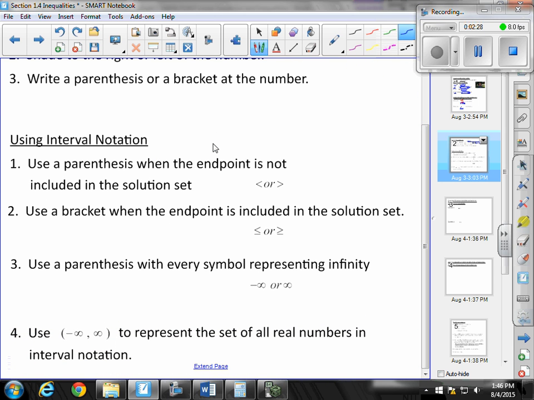When we use interval notation, we use parentheses when the endpoint is not included in the solution set. For example, when we have less than or greater than inequalities. And we use a square bracket when the endpoint is included in the solution set. In other words, when we're using less than or equal to or greater than or equal to. And we use a parenthesis every time we have infinity or negative infinity. And the interval from negative infinity to infinity represents the set of all real numbers.